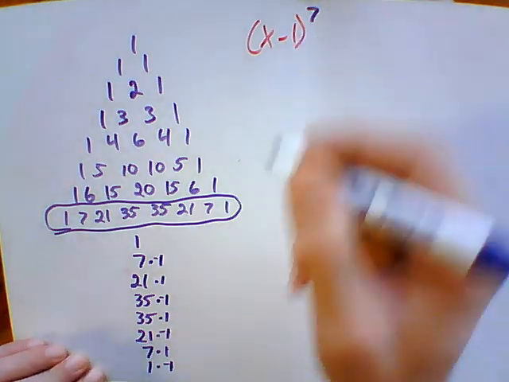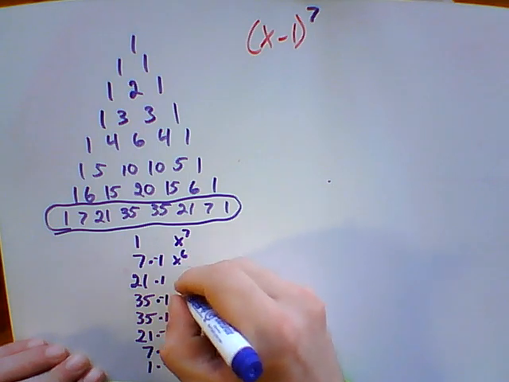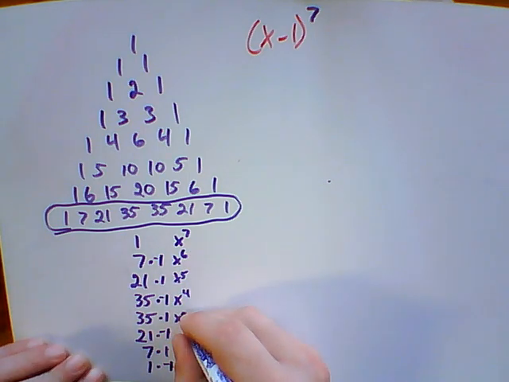Alright? And now I just have x's. X to the 7th, they count the other way. X to the 6th, X to the 5th, X to the 4th, my tip's getting dull, X to the 3rd, X to the 2nd, X to the 1st, no X.